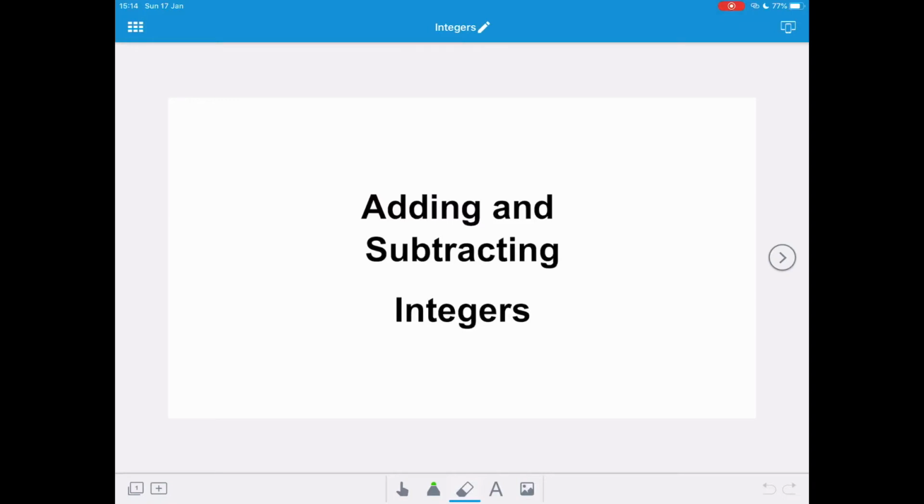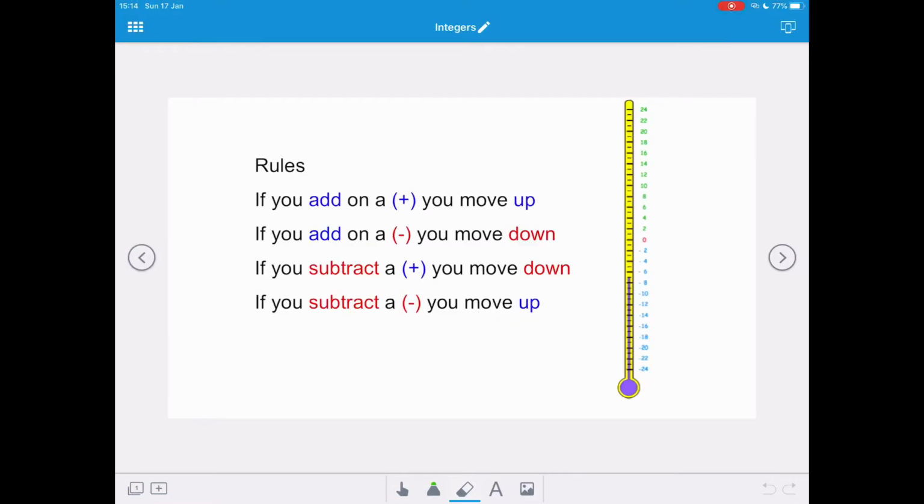In this video, we're going to look at adding and subtracting integers, positive and negative whole numbers. There are rules for adding and subtracting integers, and we're going to use this thermometer number line to help us. Midway between all of our positive and negative numbers is 0, and we have to jump through 0 to go from positive to negative or negative to positive.